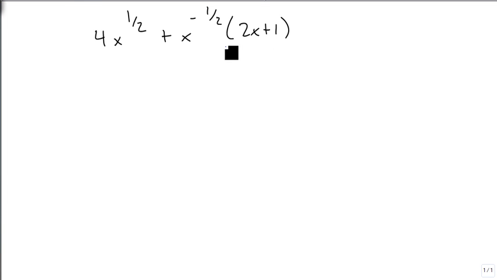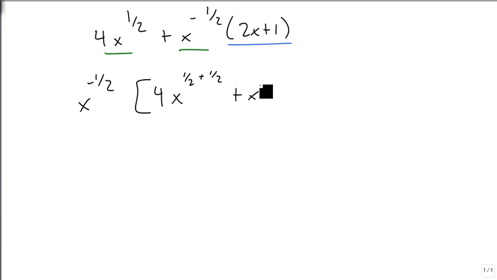To look at one more example, suppose we have 4x to the 1 half plus x to the minus 1 half times the quantity 2x plus 1. So again, we're going to ignore what's inside the parentheses, we're just going to look at what's outside. And so we recognize that we have an x to the 1 half on the outside, so we're going to pull that out. And so instead of subtracting to negative 1 half, we're going to add a 1 half so that it goes to 0.